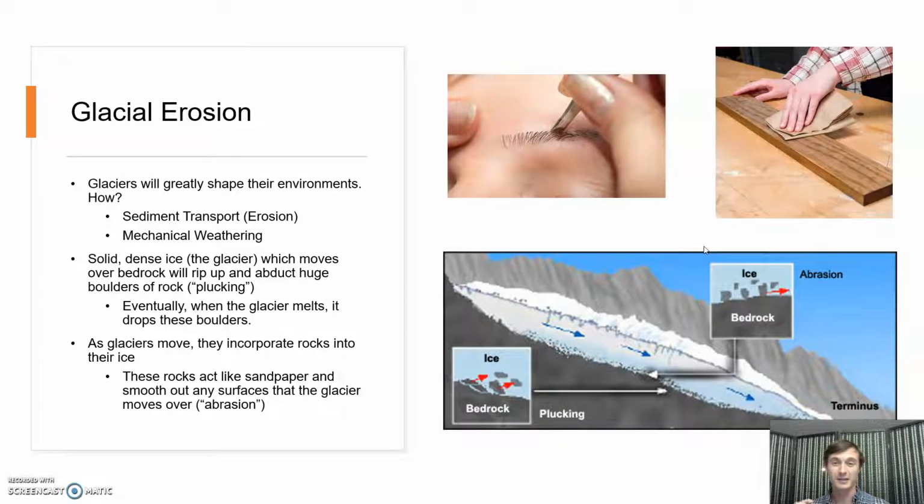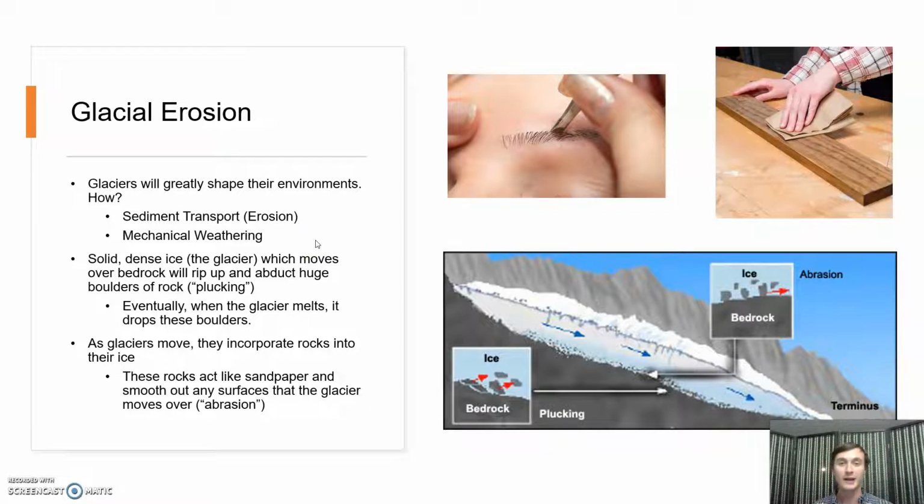So how is it that glaciers shape their environments? Well, we'll talk about our 2 primary ways here. First is through sediment transport, aka erosion, and the second is through the mechanical weathering process. Now, throughout the unit here, and maybe for the rest of the year, you'll hear me use the word erosion sometimes to mean weathering and erosion combined, sort of a broader use of the term. Don't be bothered by that, even though we did have that strict definition for erosion before.